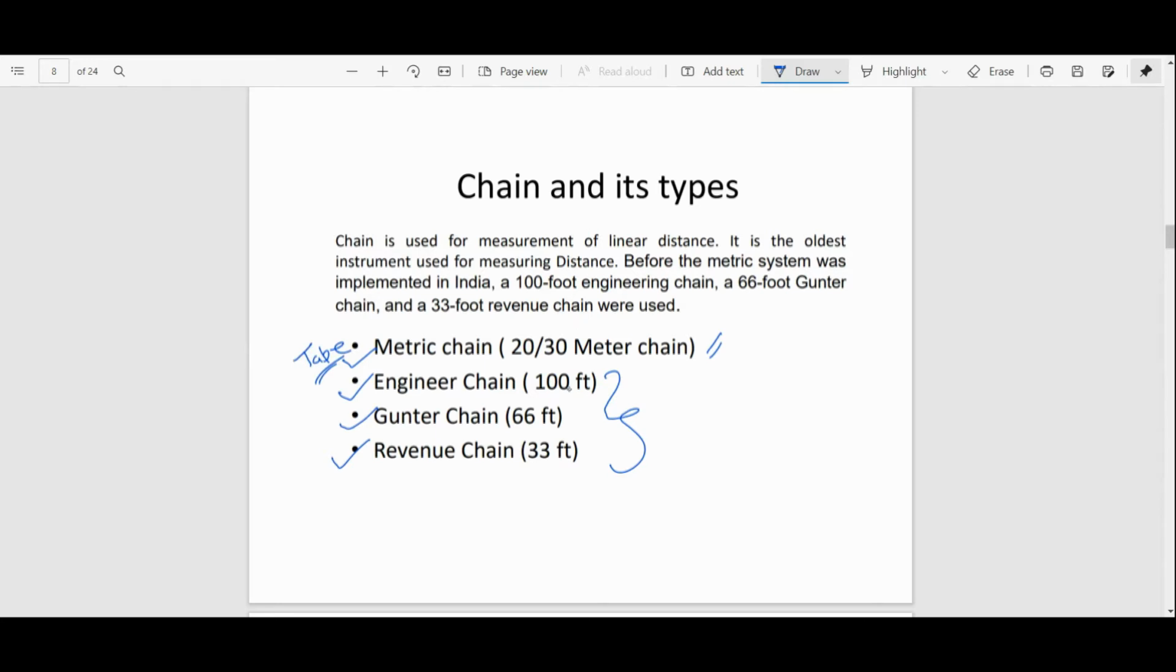You should know, generally this question is asked, that the engineer's chain has a standard length of 100 feet. The Gunter chain was 66 feet, the revenue chain is 33 feet, and the metric chain is 20 to 30 meters. So these dimensions you have to remember very carefully for exam purposes. The metric chain is widely used and the other chains are not used at present, but you should remember the dimensions and lengths of these chains.